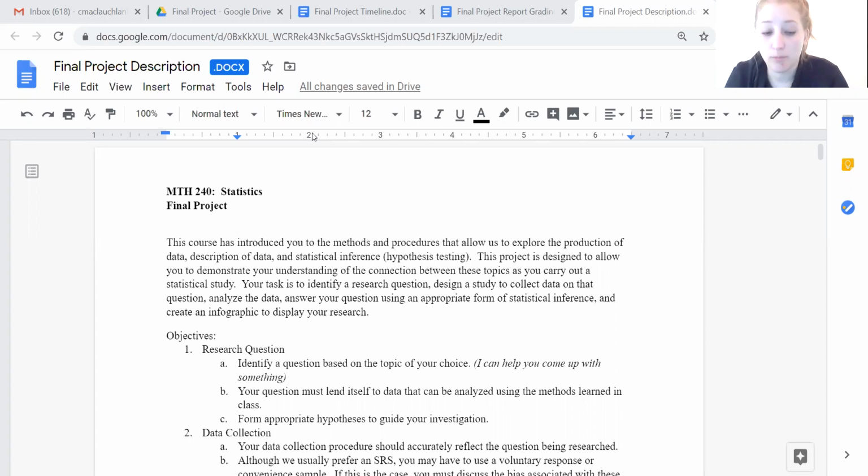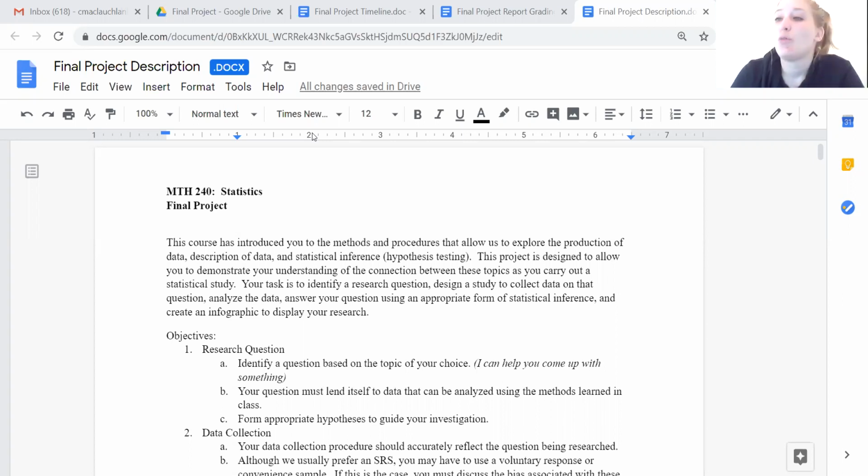You're allowed to work with a partner, and the partner doesn't have to be in your specific class. You could work with somebody from second or third period, doesn't matter, but you're only allowed to work with one other person. You can also choose to work by yourself if you want to do that as well.